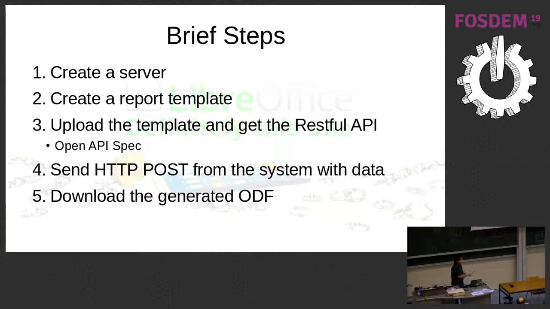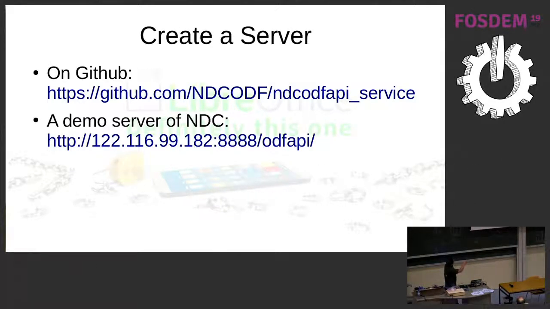Then what the server needs to do is only to send a URL, a URI calling the server's API, to generate with data, and the report will be generated. Okay, then the first step, create a server. We have put it on GitHub, so you can find it there. You find NDC ODF API service.